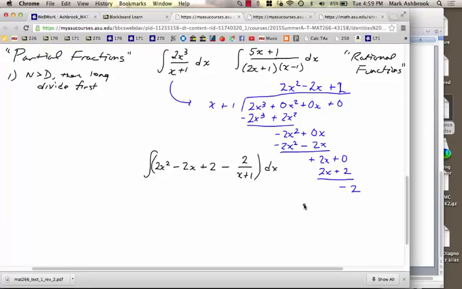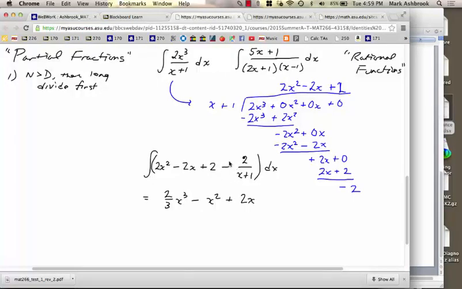Sometimes when you long divide, then you're done. You're ready to take the antiderivative, which is the case here, right? This is one we can do. So we know we can do this antiderivative easily. 2x squared is going to be what? 2/3 x cubed minus x squared plus 2x.